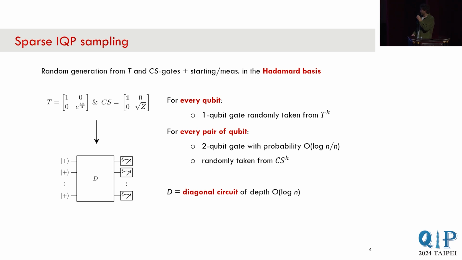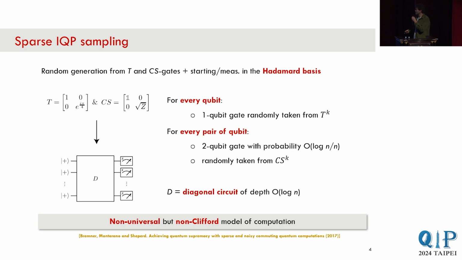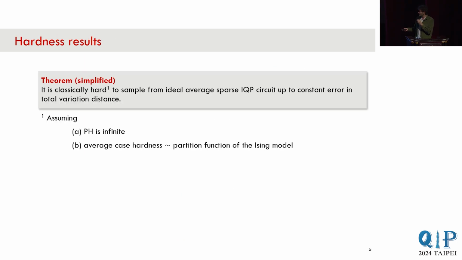So all of those gates commute, and so they can be efficiently parallelized to some extent, and this typically gives you circuits that are diagonal, but also of log n depth. What is interesting with sparse IQP sampling, and IQP sampling in general, is that it is a model of computation that is non-universal because we have only diagonal gates essentially. But on top of that, it is also non-Clifford, because we have T and CS gates, and hence you can hope for some classical hardness. So this is actually the case.